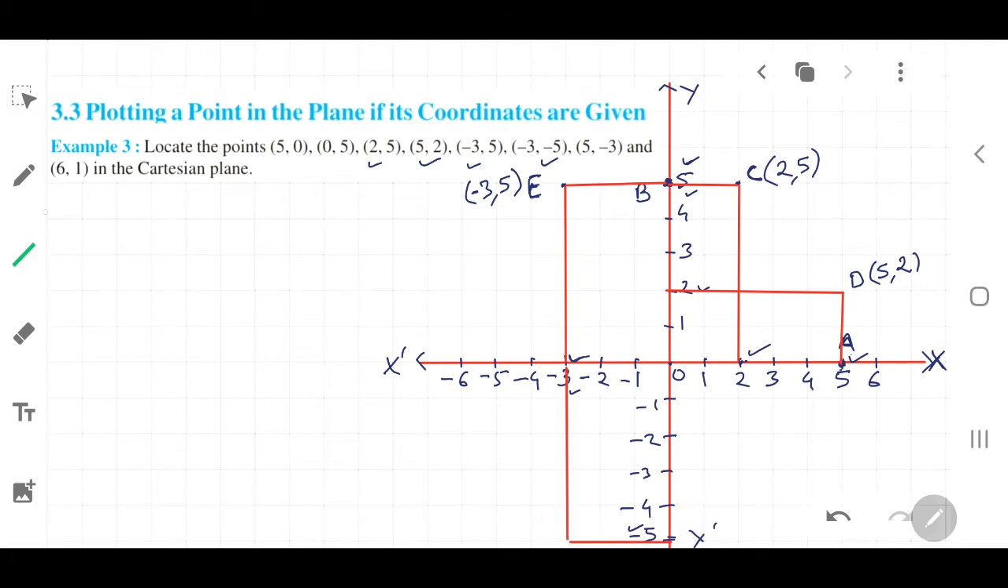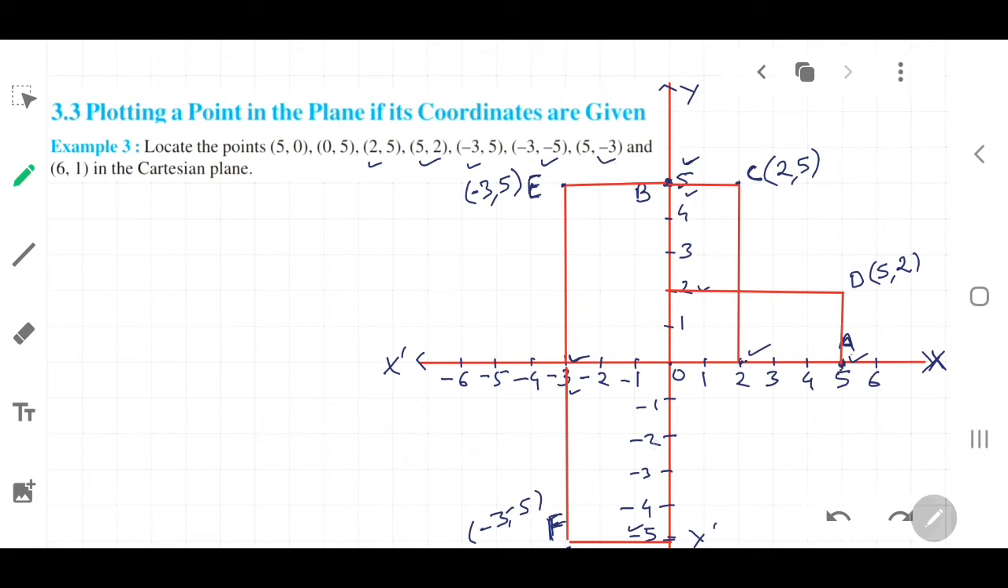Okay. And this point you can give point F. You write it as point F. Then you write the value minus 3 and minus 5. Minus 3, minus 5. That is point F. And the coordinate of F is minus 3 and minus 5. Correct?